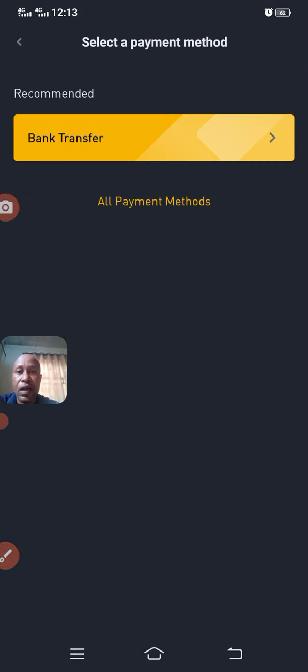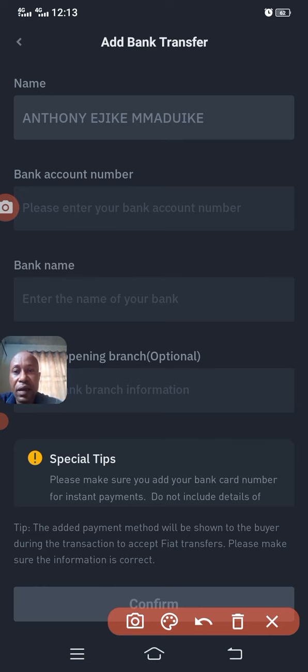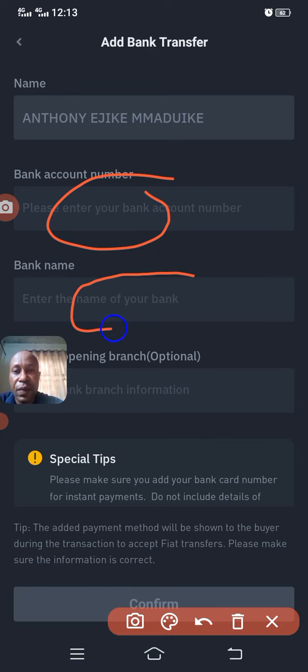It will just open. It will say bank transfer. I will now click bank transfer. You can see my name is there now. I will now add the bank account number here. Then you say bank name. If it's First Bank, I add it here. Then the branch is optional.